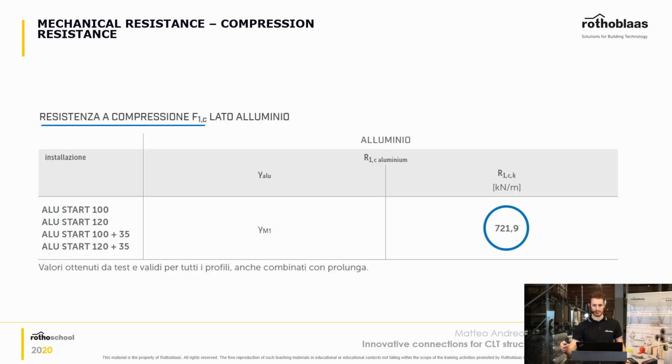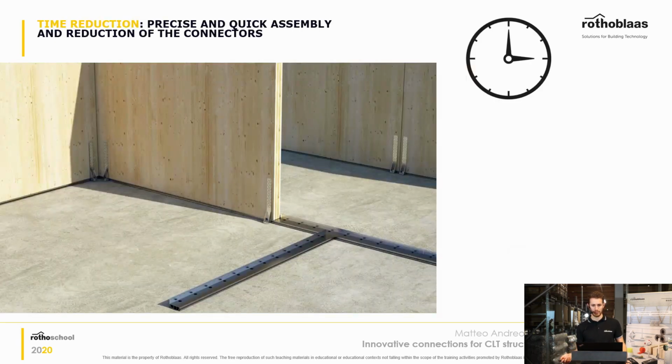And let's have a look at the compression resistance that you have onto your Alustart. Of course, it's a connection that you find at the base of your structure, so it has to withstand high compression loads. And as you can see here, it can withstand 721.9 kilonewton per meter of compression. So it's quite a lot. That means you can use this kind of connection with multi-story buildings, no problem.